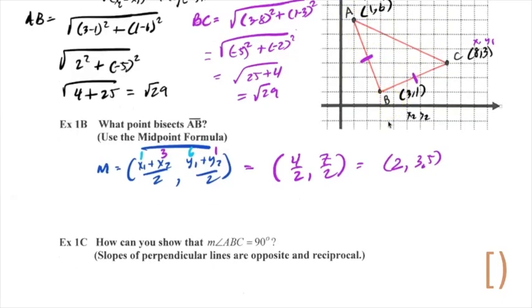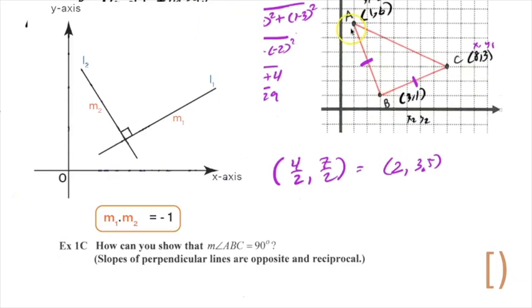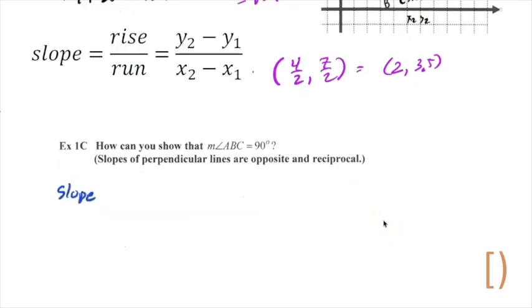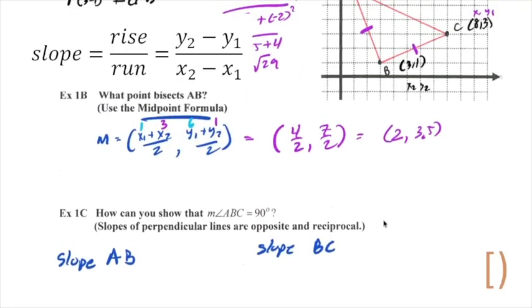An easier way of doing that is to find the slopes of these guys. If I find the slope of AB and the slope of BC, and if they're negative reciprocals of each other, then they're perpendicular. So that's been the easier way of doing it. So we're going to do it that way. Let's find the slope of AB, and let's find the slope of BC. Now, a couple ways to do it. I'm going to do one for each.